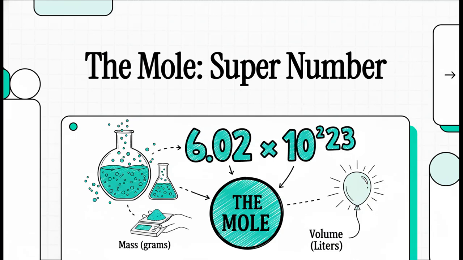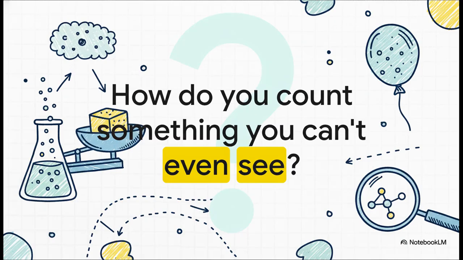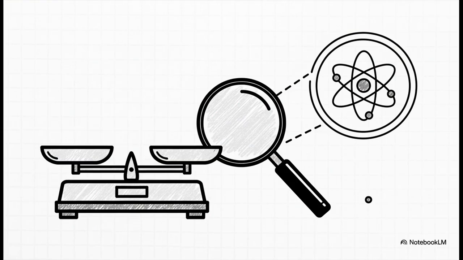So, how do you count something you literally can't see? Today, let's talk about the mole. Yeah, this was a huge problem for chemists. How do you actually work with atoms? They're just way too tiny to count one by one, so they needed a clever trick.